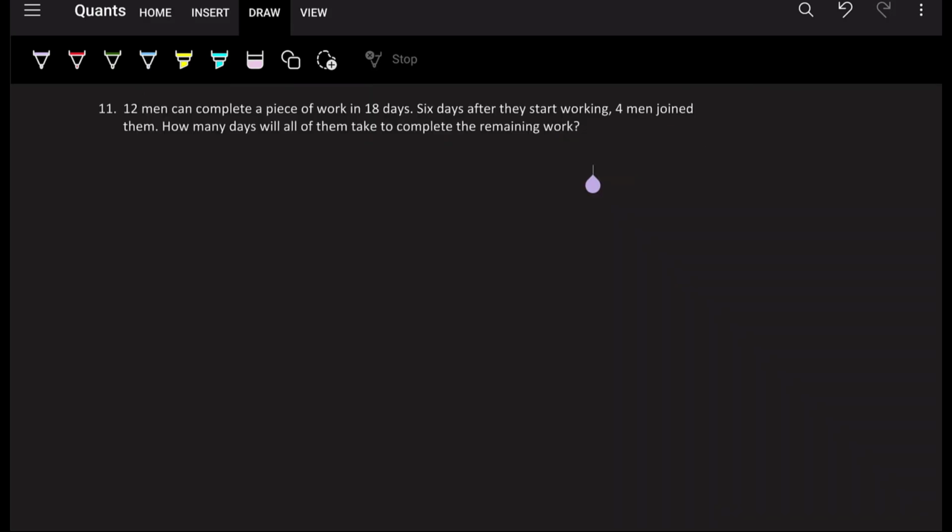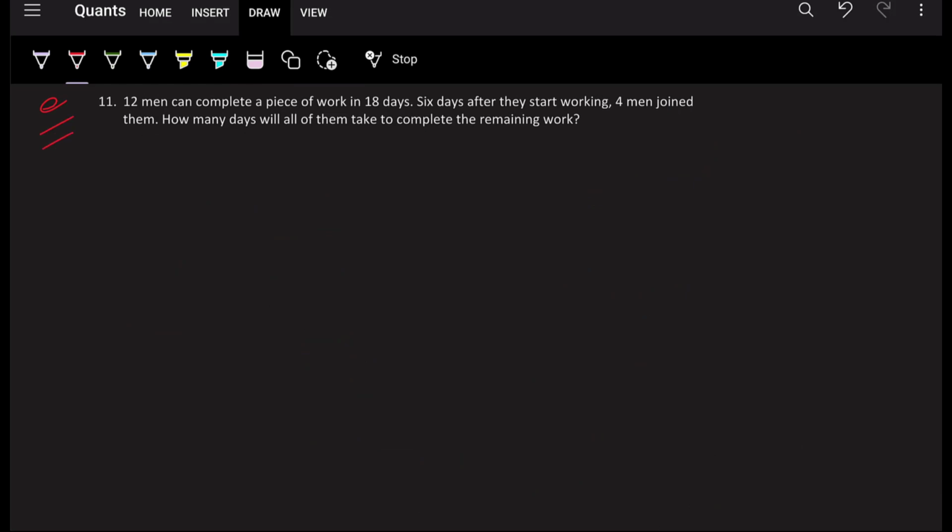So now we will do our next question. Question is that 12 men can complete a work in 18 days. Okay, 12 men complete a work in 18 days. Okay, no problem. Now 6 days after they start working, 4 men join them. Okay, how many days will all of them take to complete the remaining work? So 12 men work for what? 18 days. Okay, so from this information, can we calculate the work, total work?